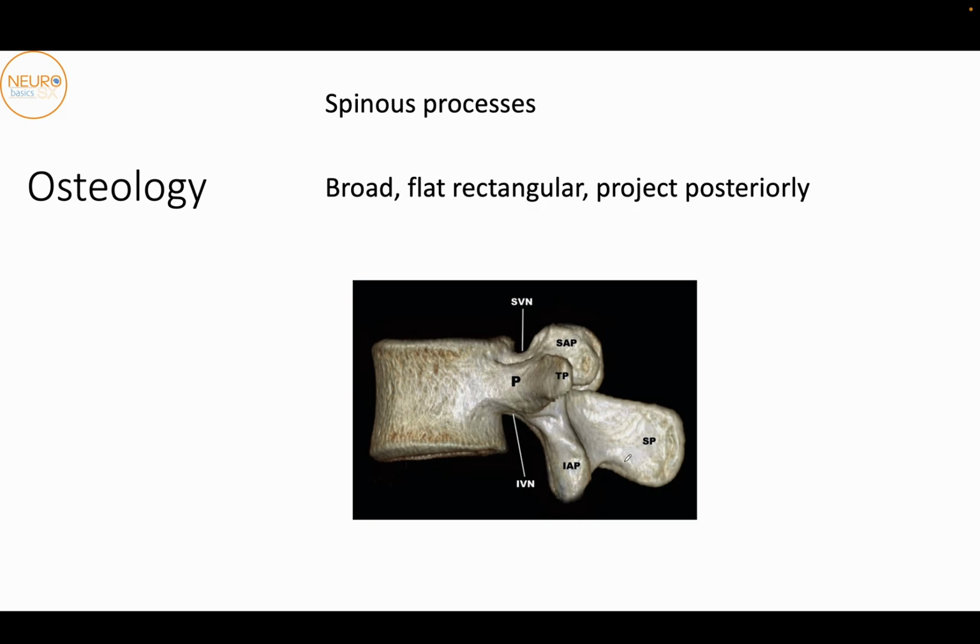The last part would be the spinous processes. The spinous processes, unlike what we saw with dorsal vertebrae, are just very short and stubby. They are broad, flat, rectangular, and just project horizontally posteriorly instead of projecting downwards like they were doing at the mid-thoracic level.